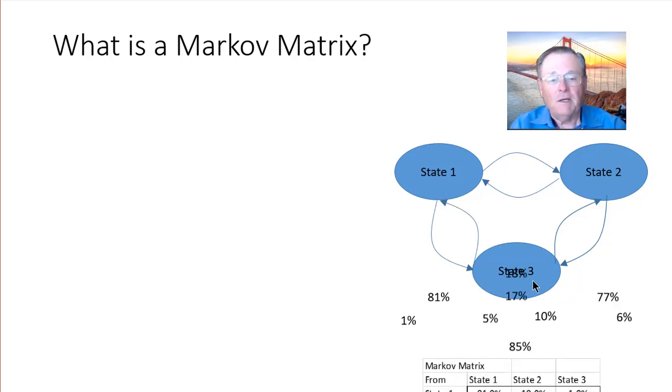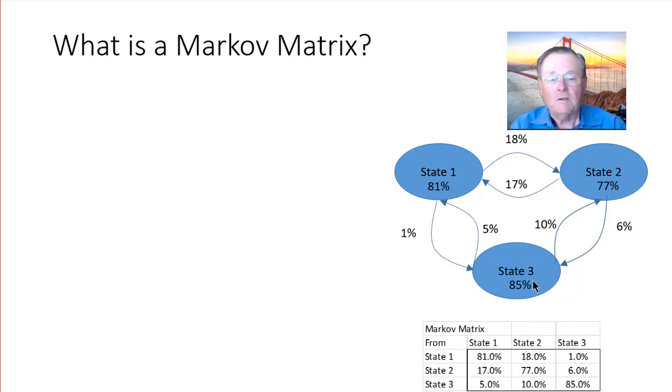Now, to complete the matrix, we need to have some probabilities. So in this case, we're going to assume that 81% of the time, if you're in state 1, you're going to stay in state 1. And there's an 18% chance that you'll move from state 1 to state 2, and a 1% chance you'll move from state 1 to state 3. The total of the 81, 18, and 1 is equal to 100%. Similarly for state 2, 77% chance of staying there, a 17% chance of moving back to state 1, and a 6% chance of moving to state 3. And similar for state 3. These probabilities are typically represented in a matrix similar to this.